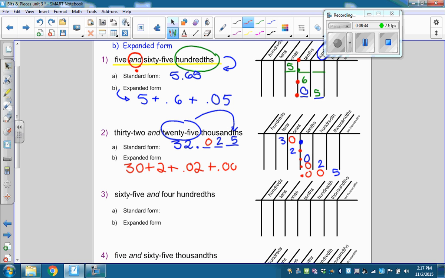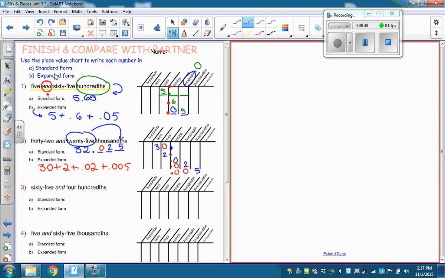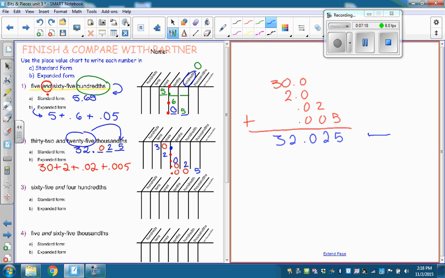So let me show you. When I look at that number, you have 30.0 plus 2.0 plus 0.02 plus 0.005. You're taking the number and you're adding it all up. So over here you get a 5, and then a 2, and then a 0, and then a 2, and then a 3. See what I just did? I'm taking this number and I'm writing it in all the pieces added together. That's called expanded form.